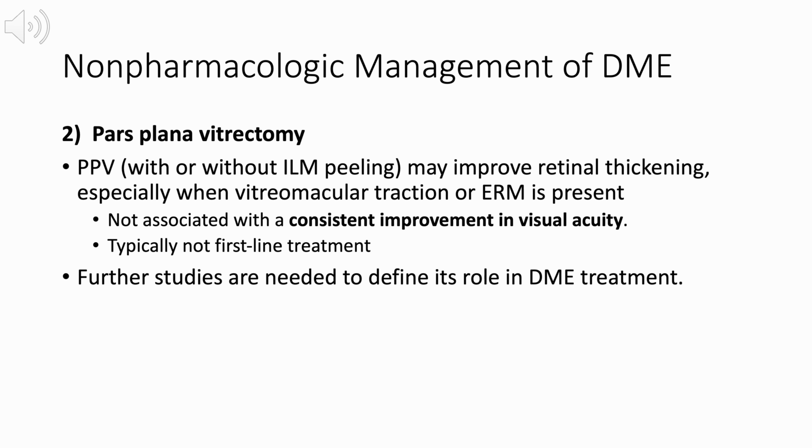However, PPV is not associated with a consistent improvement in visual acuity, and here again we encounter the dissociation between anatomic and functional outcomes that has recurred throughout this lecture, with Protocol W, with Panorama, and with Protocol U. Accordingly, vitrectomy is typically not a first-line treatment for diabetic macular edema, and further studies are needed to define its role more precisely. The reasonable clinical position is that PPV should be reserved for eyes with a clear mechanical component to their edema, rather than applied broadly to eyes with diffuse leakage-mediated edema that would be better served by anti-VEGF therapy.